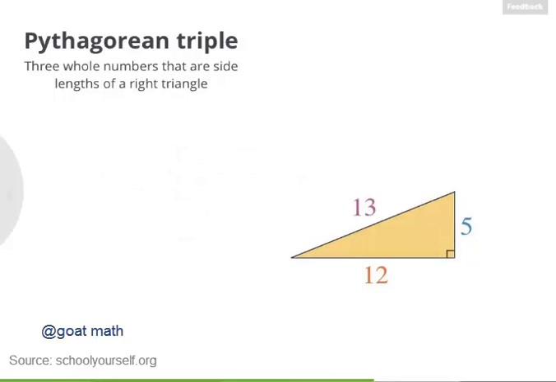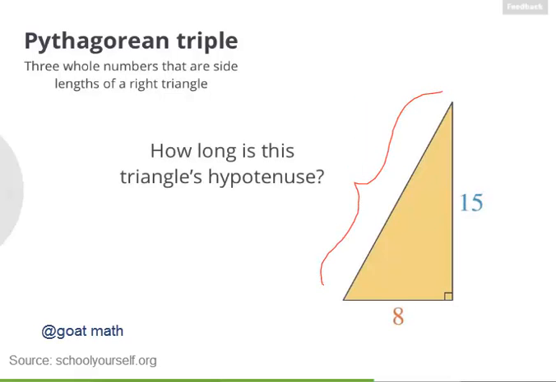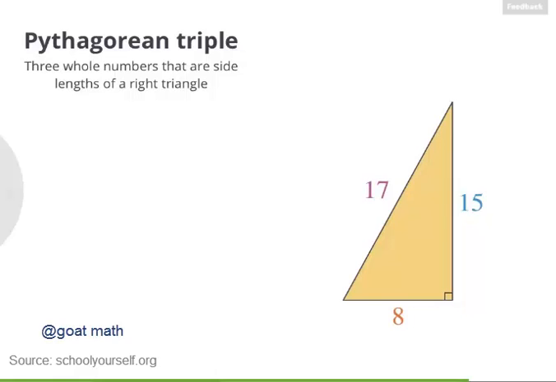Precisely, this hypotenuse is 13, so 5, 12, 13 is another Pythagorean triple. Let's look at one more. Here's a right triangle with legs of length 8 and 15. What's the hypotenuse of this triangle? Nicely done. This hypotenuse is 17.